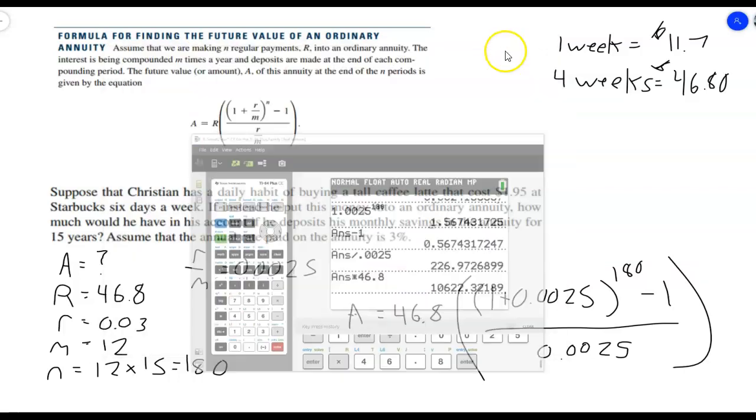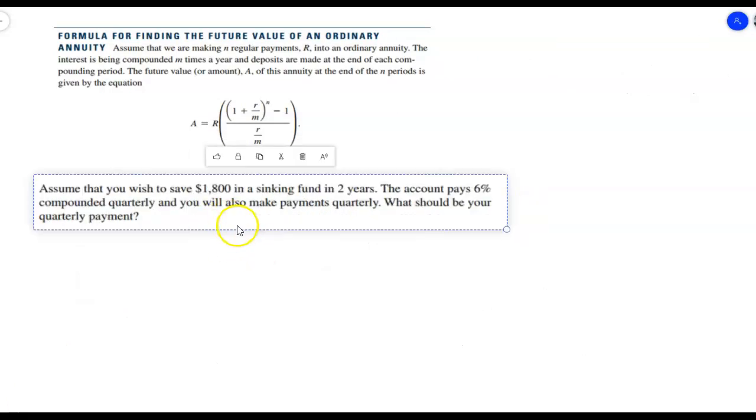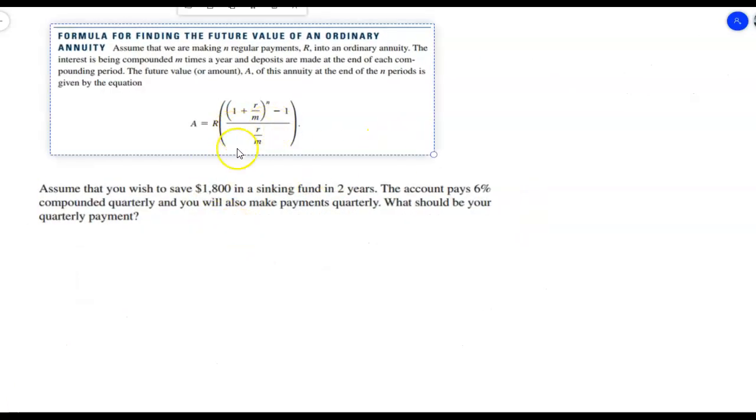All right, let's take a look at the next topic here. Okay, so for this one, we're actually going to be using the same formula.